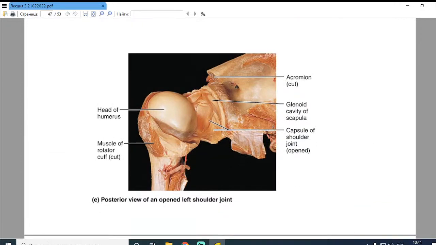What you see: open left shoulder joint. You see the head of the humerus, muscles of the rotator cuff, cut. This is the capsule of the shoulder joint, opened. This is the glenoid cavity of the scapula. You see the scapula and the acromion. These are muscles.